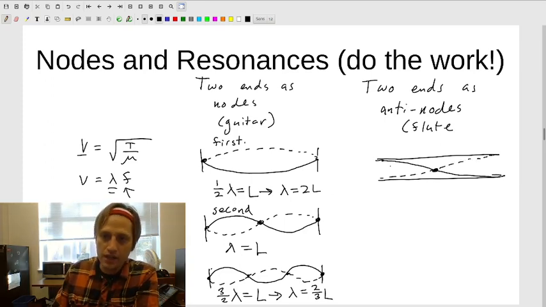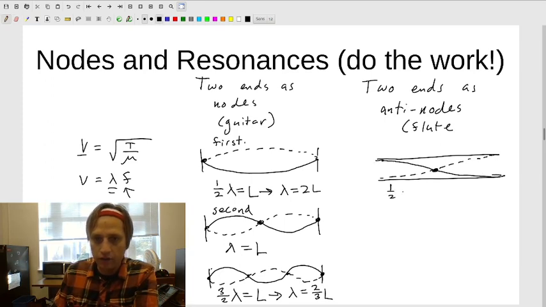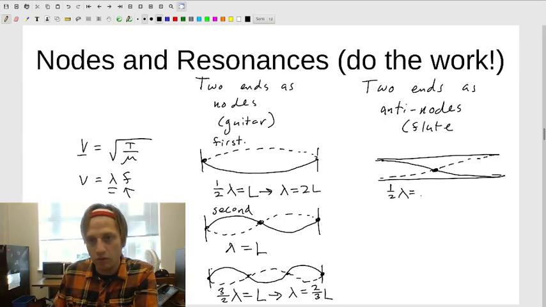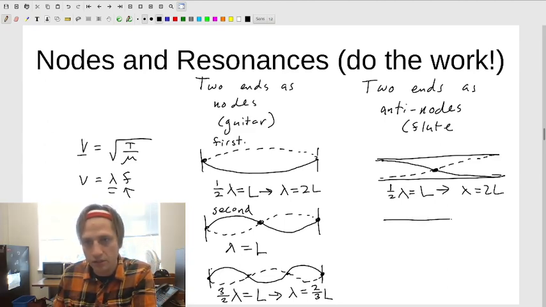So in this case, 1/2 wavelength is this, because we're going from maximum to maximum. We're going through a minimum, but we haven't gone all the way through. So this is 1/2 wavelength equals L, so the wavelength equals 2L. So all the equations are the same, but it means something different in this case.